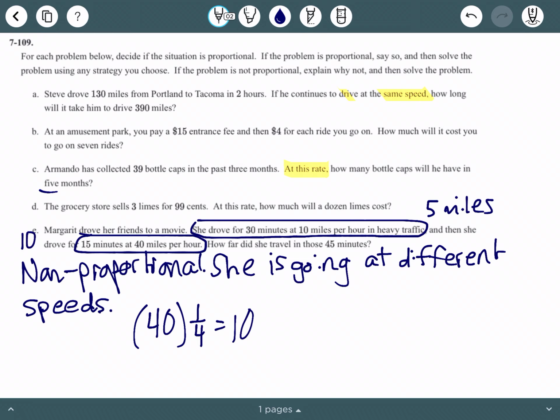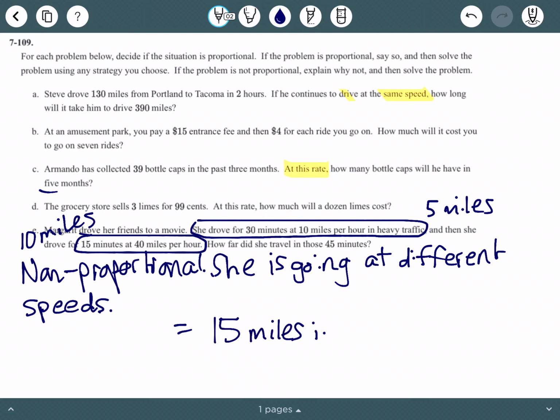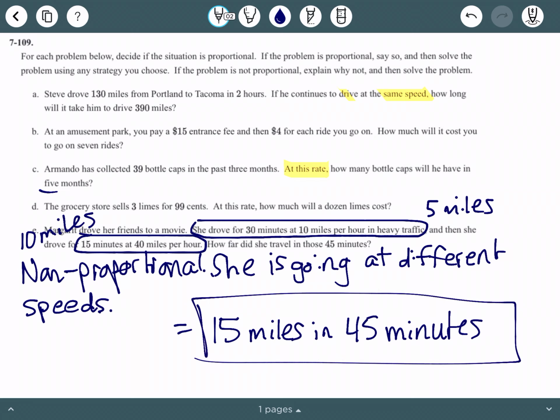Let me write that in here. And 5 miles for the first part. So 5 miles plus 10 miles gives us a total of 15 miles traveled in 45 minutes. All right, and that is all for 7109.